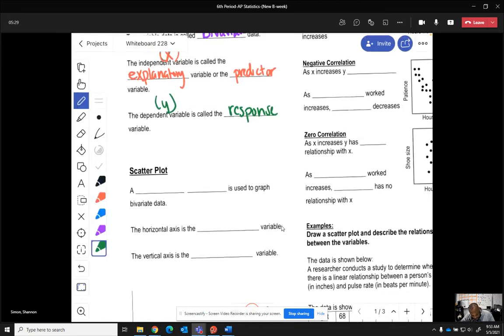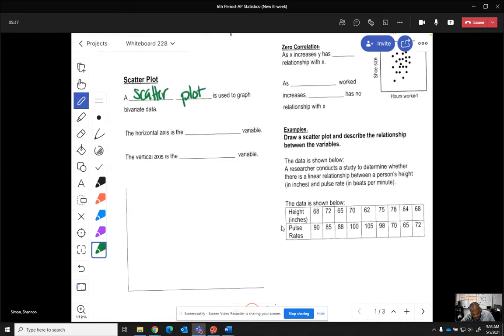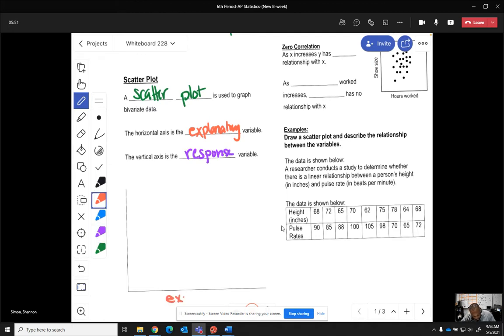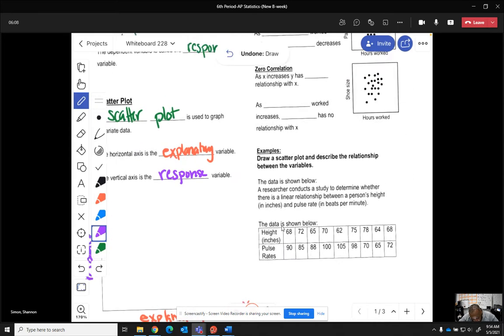We're going to show the relationship between these two variables using a scatter plot. A scatter plot is used to graph bivariate data. The horizontal axis of the scatter plot is the explanatory variable, that's your x. The vertical axis is the response variable, that's your y. We're going to plot that relationship as a point, so everything inside of here will be x-y pairs.